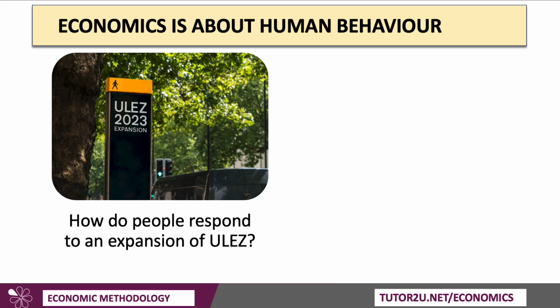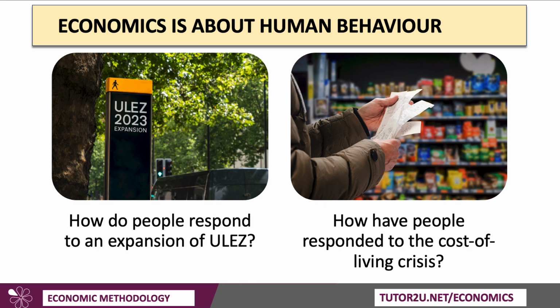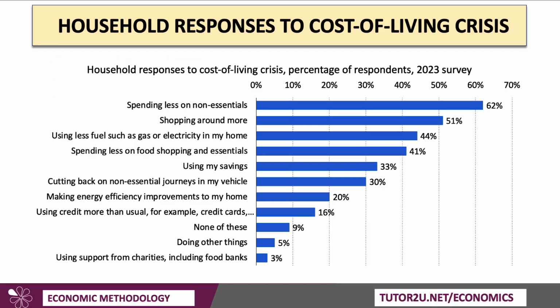So, for example, how do people respond to the decision by the Mayor of London, Sadiq Khan, to expand the ultra-low emissions zone? What kind of consequences might that policy have? How have people actually responded to the big challenge of the cost of living crisis in the UK? Well, here's some data based on survey evidence for 2023 showing that nearly 2/3 of people have spent less on non-essentials. That tells us something, for example, about income elasticity of demand, a topic you'll come across later.